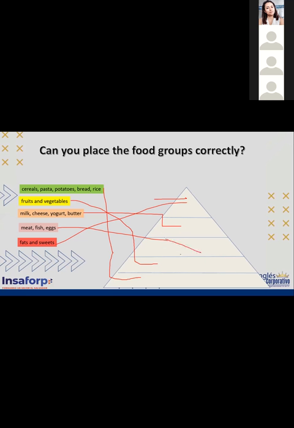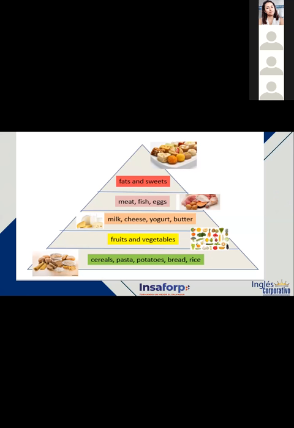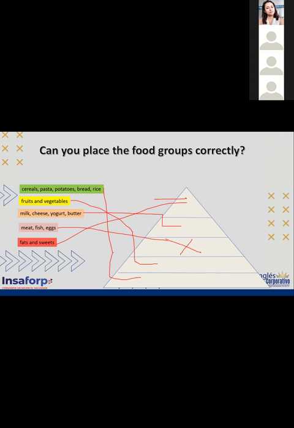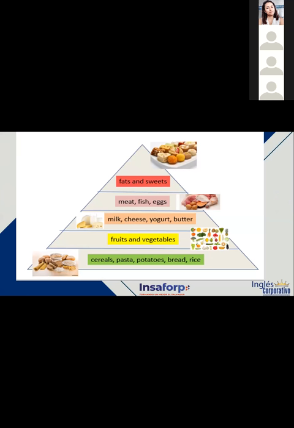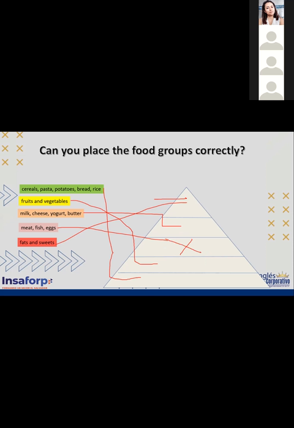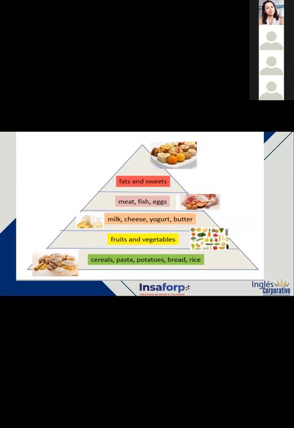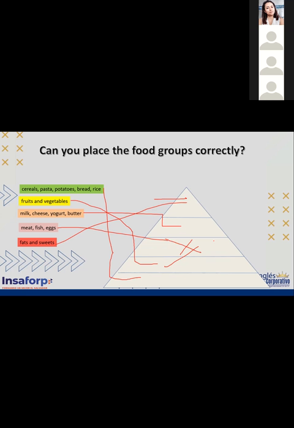So this was not correct. How about milk, cheese, yogurt, and butter? We said number two, and it should be number three. Fruits and vegetables, they are okay. So they were placed in a very good place. And the last one, cereal, pasta, tomatoes, bread, and rice. It was really well placed.